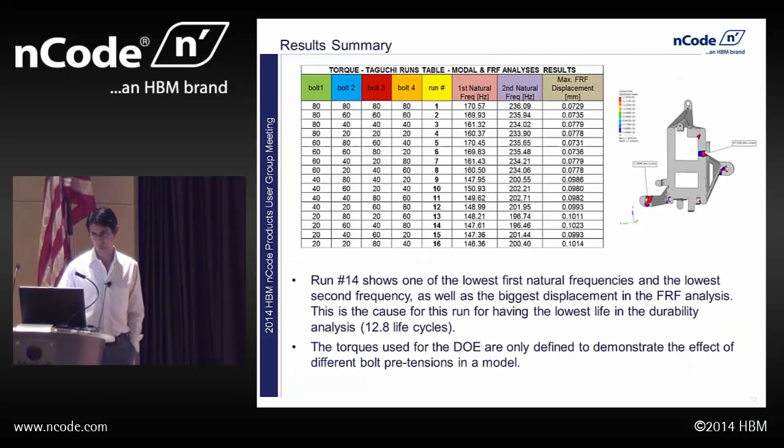So these are the results for the whole Taguchi experiment. And well, the torques used for the DOE might not be real, but they serve their purpose to demonstrate that you can include tolerance levels for this. And also, you can see that it might even change the mode shape, and that might also change the hotspot for the lowest life. So it's going to have a big effect.